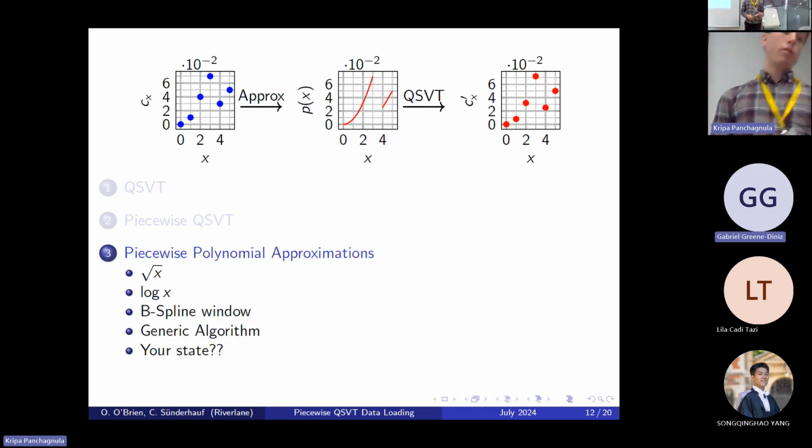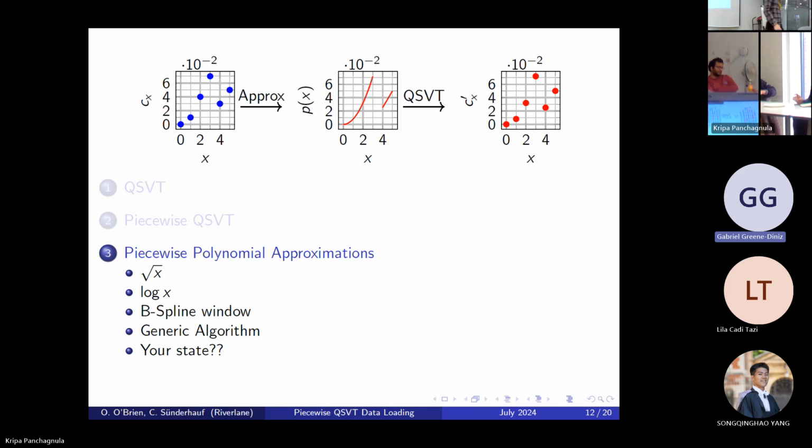Can I ask a question? Yeah, go for it. I'm just wondering about the classical overhead here. As you rightly said at the start, there's an exponential number of coefficients in general for these state vectors, and then you say you want to get these piecewise polynomials and then fit along each of the domains, fit the polynomial to get an approximation to the coefficients.